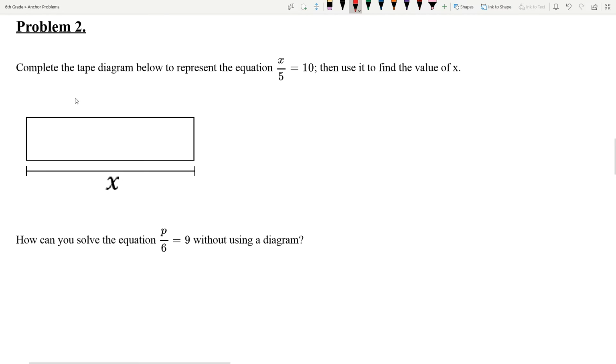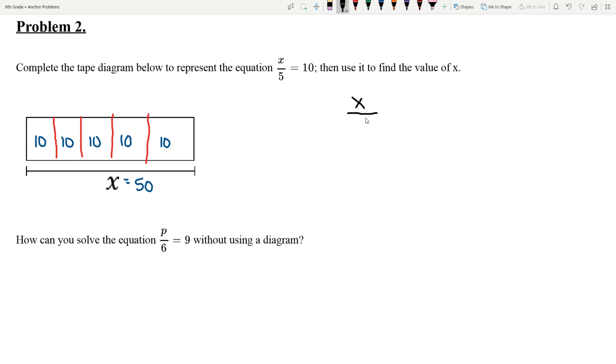Well, let's divide this x into 5 groups. 1, 2, 3, 4, and they're supposed to be equal-ish groups, close enough. Now, to use it to find the value of x, when I took x and divided by 5, each of these was worth 10. Well, what's my total? 50. So when I took 50 and divided it into 5 groups, I got 10. Well, okay, we're going to need to look to solve this without a diagram, so let's take a peek.